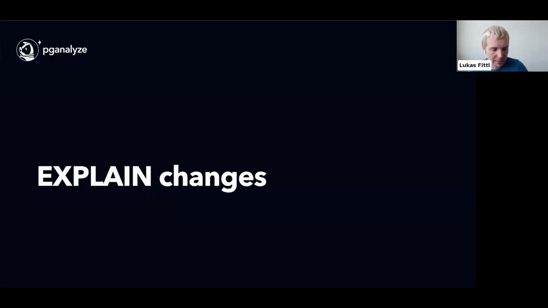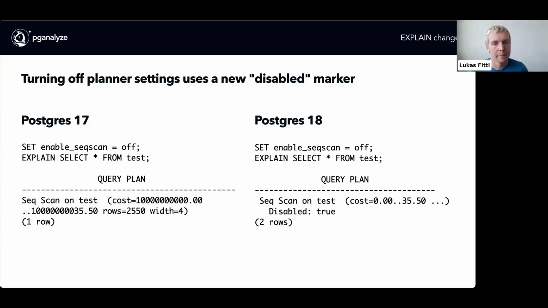All right, let's talk about explain. So if you're using explain to optimize queries, you'll see a couple of things that look different there. First of all, if you're optimizing a query, you might use the planner settings to turn off certain things, right? So you might say enable_seqscan off. In fact, I did this earlier in an example.